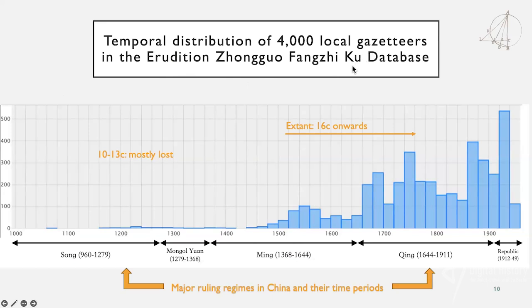We can see the temporal distribution. So you can see that before 1600 there are very few, and it actually does not correspond to history, because we know from historical records that in the Song dynasty, which probably ran from the 10th to the 12th century, there were at least 1,000 gazetteers compiled. But we cannot see them here because most of them were lost. But from the 16th century onward, we have quite good representation of the historical gazetteers compiled.